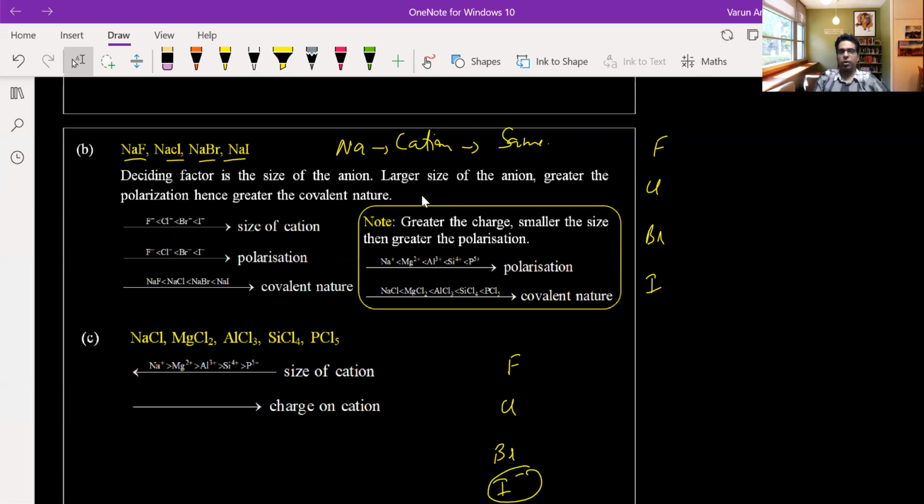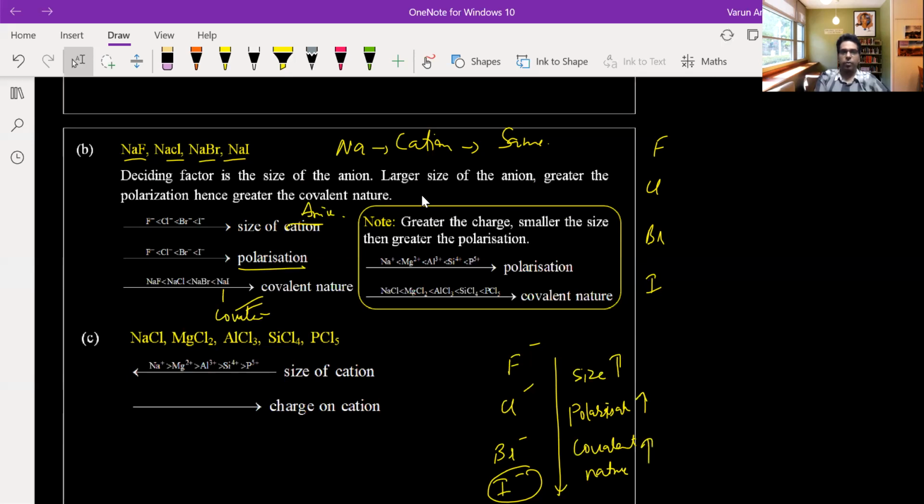So first of all, the size of anion is increasing down the group. So bigger is the size of the anion, more is the polarization. So polarization is also increasing down the group. More is the polarization, more is the covalent character. So covalent character is increasing down the group. So NaI will be more covalent in nature and NaF will be more ionic in nature.